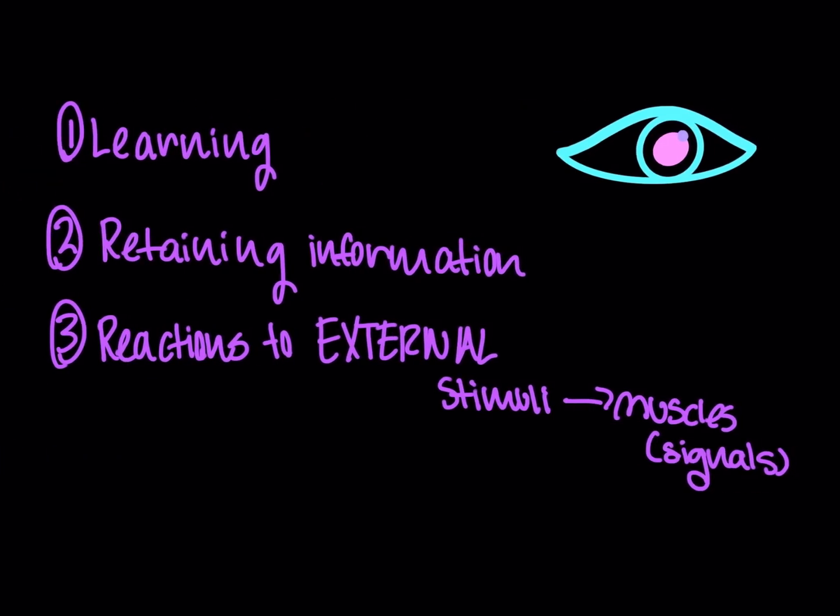Synapses are used for learning, retaining information, and having reactions to external stimuli by sending signals to your muscles. What I mean by this is when an external stimulus is recognized by the human brain, so through your eyes, neurotransmitters travel across one synapse to another, sending the appropriate signals all in a matter of milliseconds.